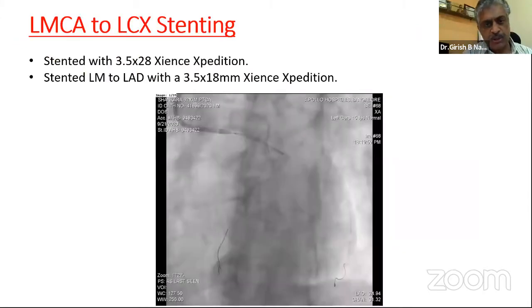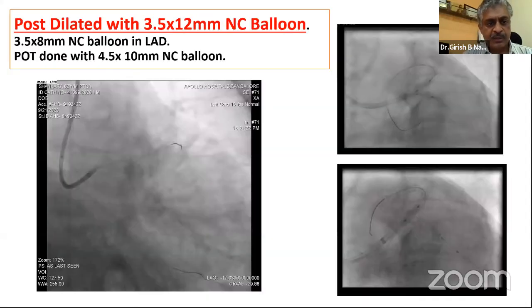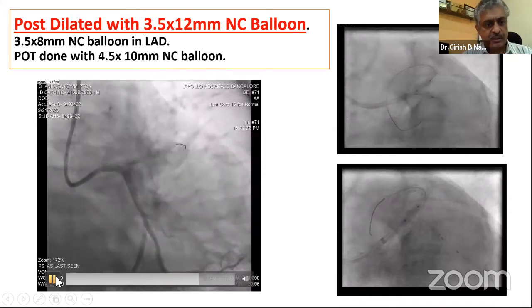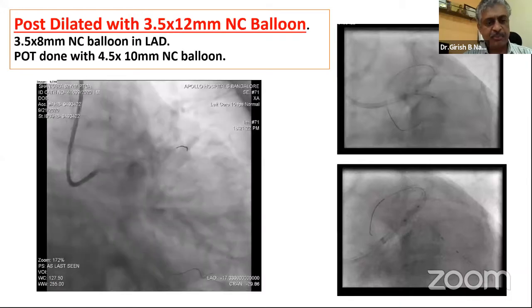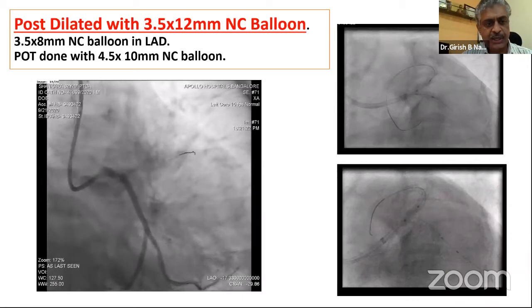But the most important thing here was passing the wire through the LAD struts. We went into the LAD, came back through the struts. We crossed over to the circumflex, pre-dilated the struts, and then took a 3.5 by 28 Expedition stent into the circumflex from the left main. And you can see once we stented, the patient started feeling better, hemodynamics stabilized, but the whole flow in the LAD got shut down.